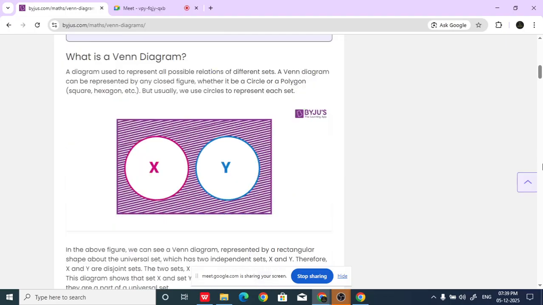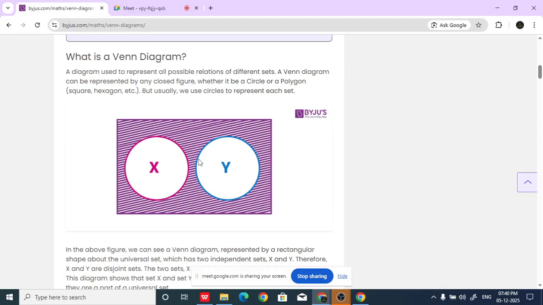What kind of problem will they give? See here, three sets are there. One is the bigger set, that is a rectangle. Another is a smaller set, and another is a smaller set, but they don't intersect each other. For example, all the living beings in the world. Which set is this? The rectangle, sir. Then all the human beings in the world: X. All the animals in the world: Y.